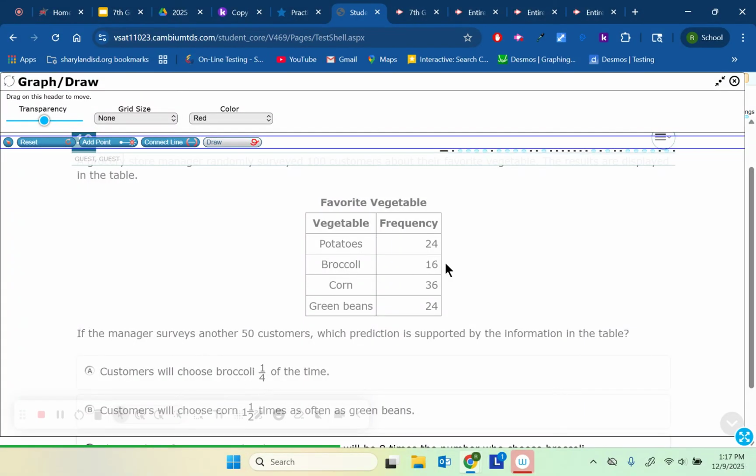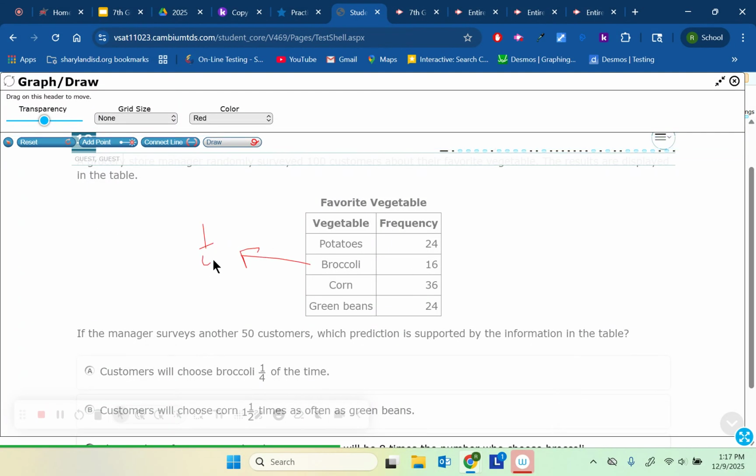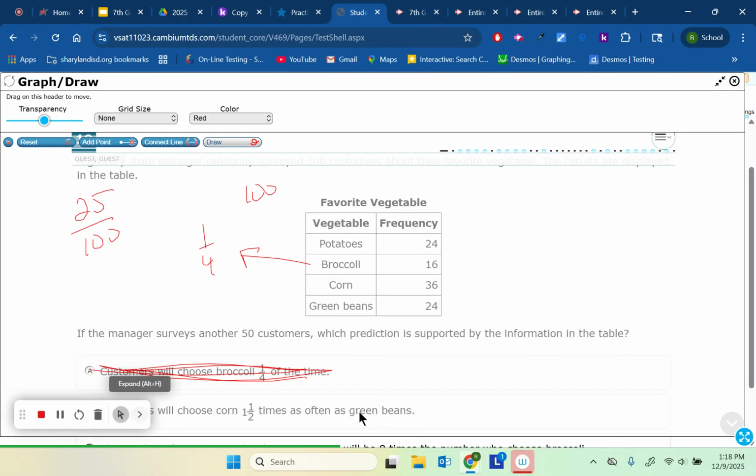A fourth. Broccoli needs to be a fourth. If broccoli is a fourth and it's out of 100, that means it needs to be 25 out of 100. So that's not true. Not going to work. And let's see over here.